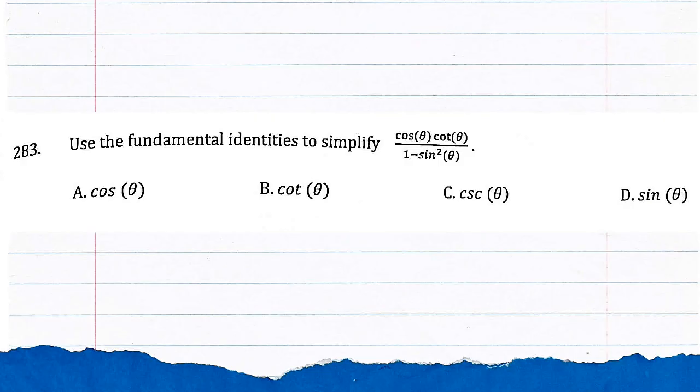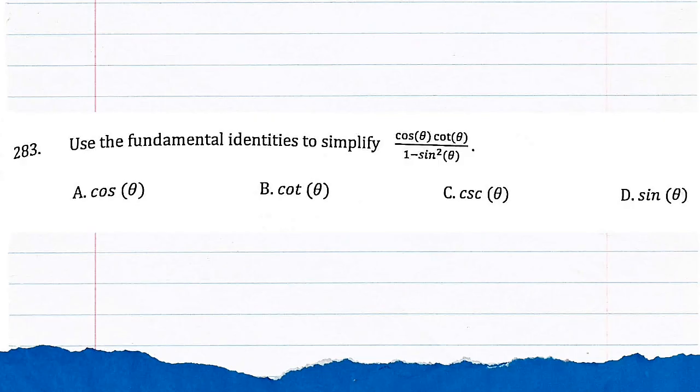Question number 283. Use the fundamental identities to simplify cosine theta cotangent theta over 1 minus sine squared theta. A, cosine theta, B, cotangent theta, C, cosecant theta, or D, sine theta.